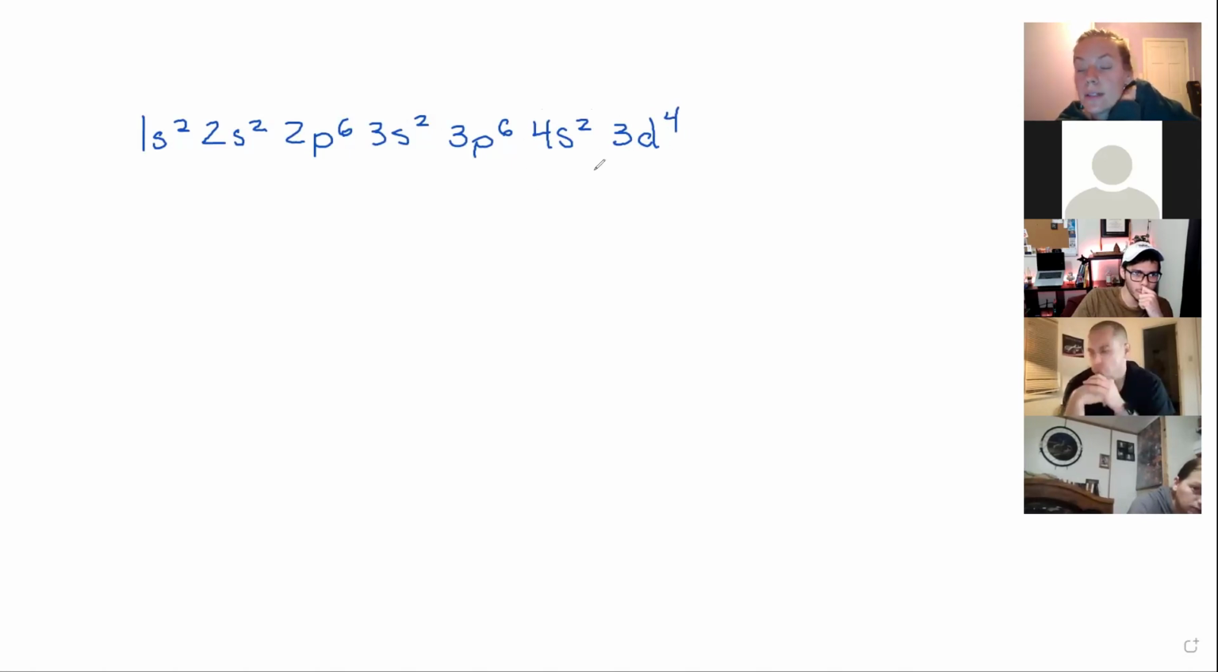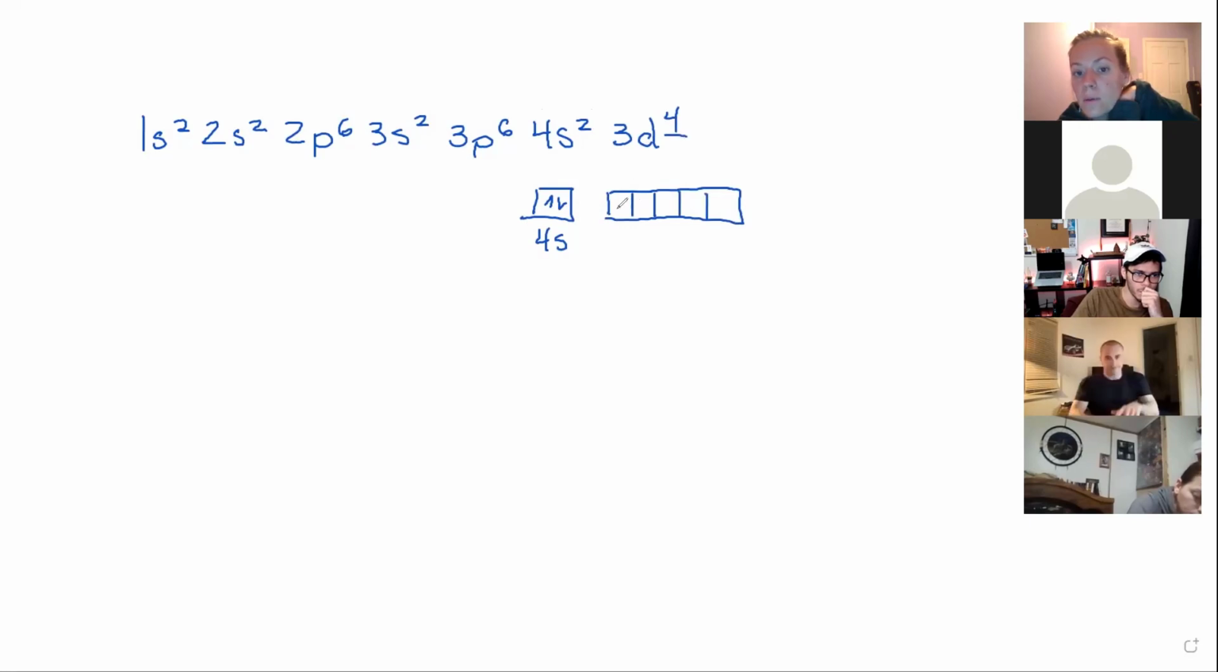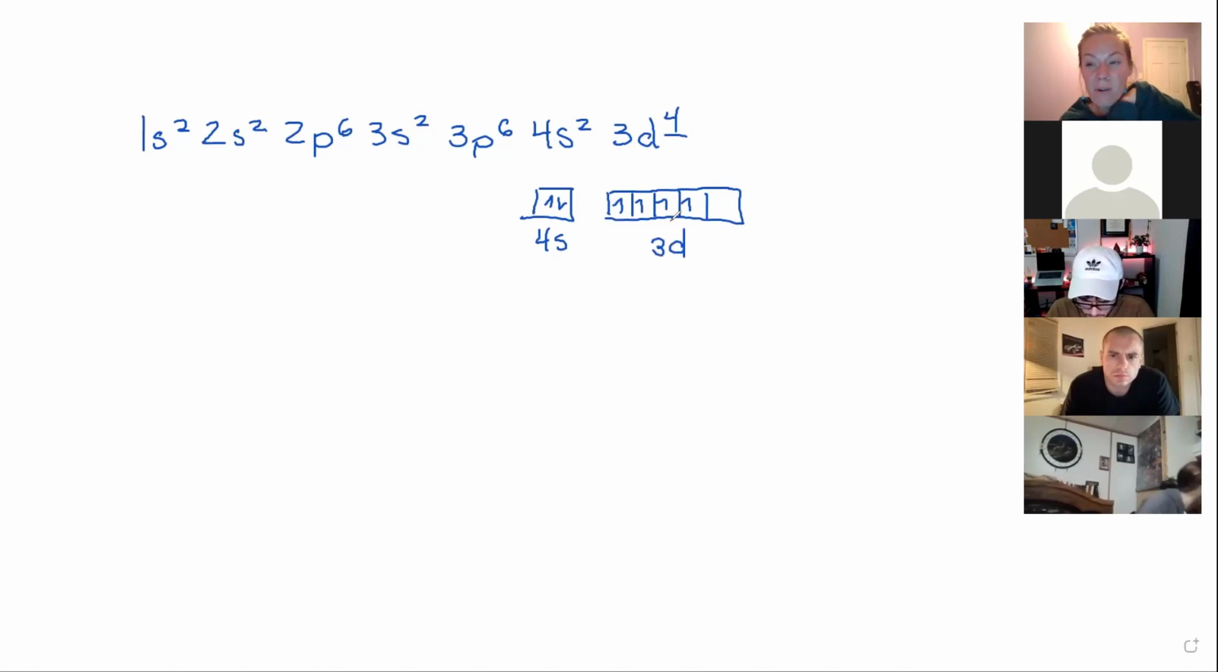I'm going to draw the boxes just for these last 2. These are all full, so I don't think you need to see me draw those, but we've got our S here, specifically our 4s, and there are 2 electrons currently in there, and then the D, which would have 5 boxes. And this is 4, so we fill them in singularly, 1, 2, 3, 4. This is not the configuration of chromium. Why? Do you see how this is almost halfway full? Like if we just had 1 more electron, it would be halfway full.